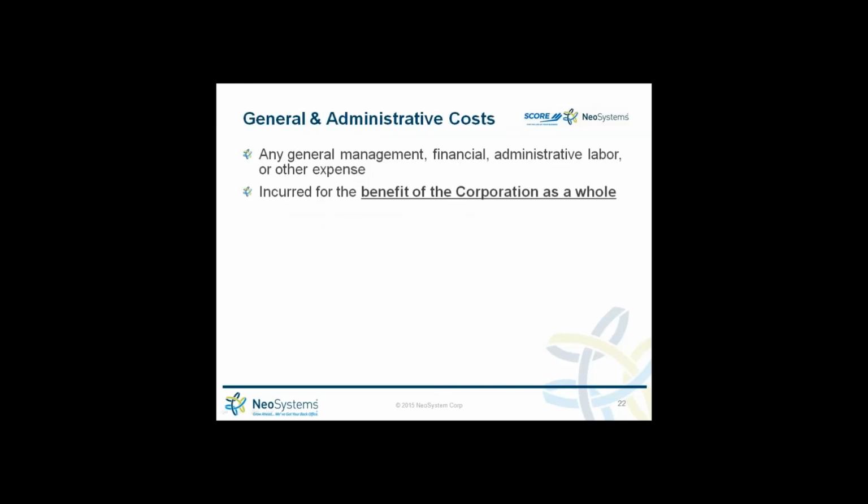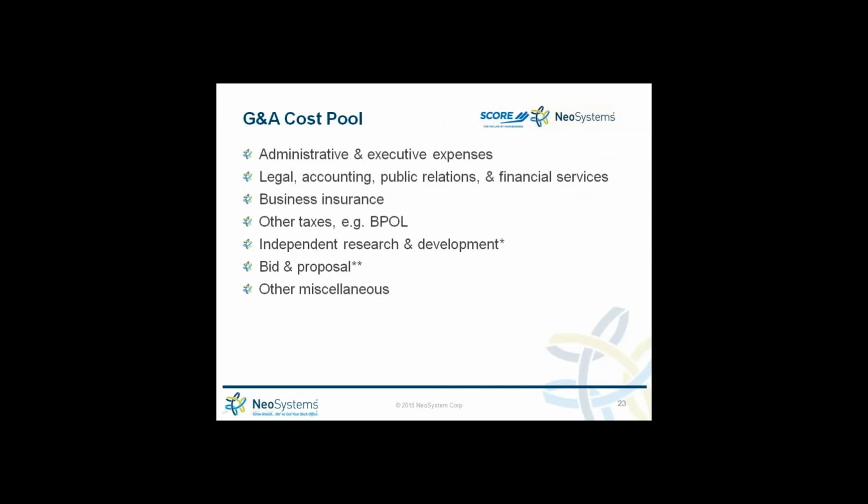So your G&A costs, again, a simple way to put it is that it's for the corporation. So any general management, financial, administration, and other expense that's incurred for the benefit of the corporation as a whole, such as your administrative and executive expenses. If you have a board of directors, those minutes are charged to your G&A cost pool. All of your legal setup, all of your accounting functions, public relations, financial services, marketing, even though marketing can be considered unallowable, some marketing is G&A, all of your business insurance, your taxes such as BPOL, all of your IR&D labor, your bid and proposal labor, and other miscellaneous type corporate stuff.